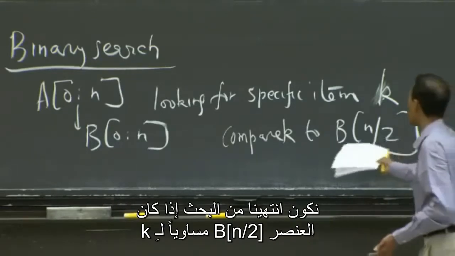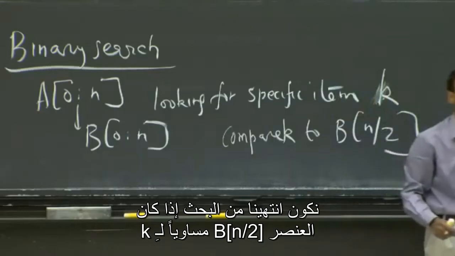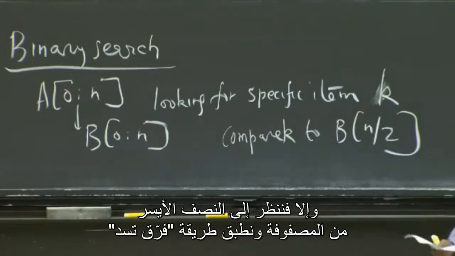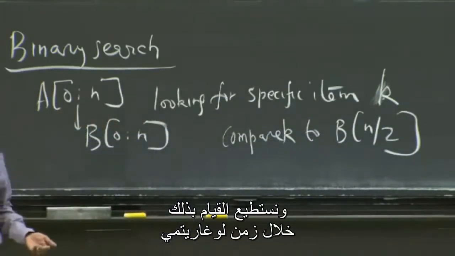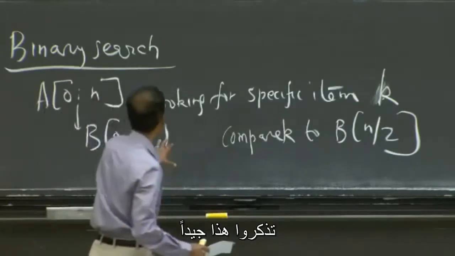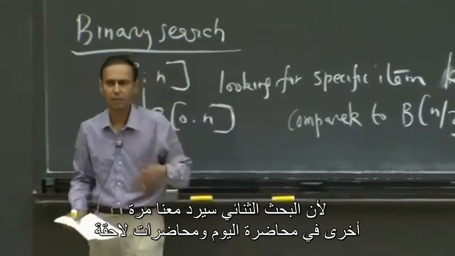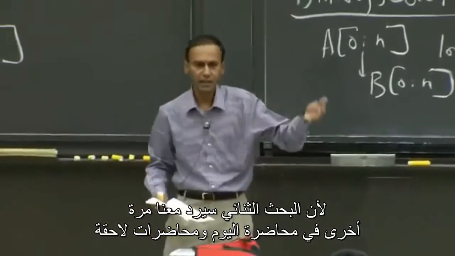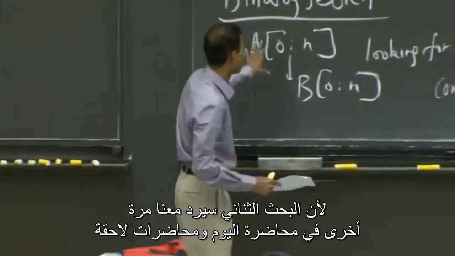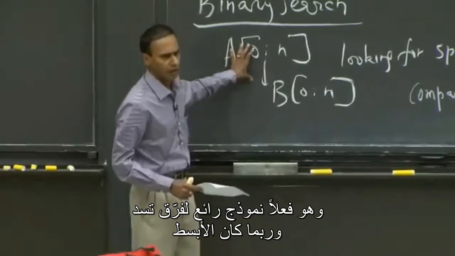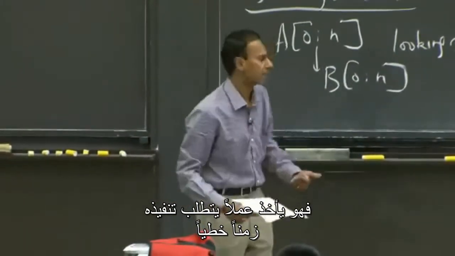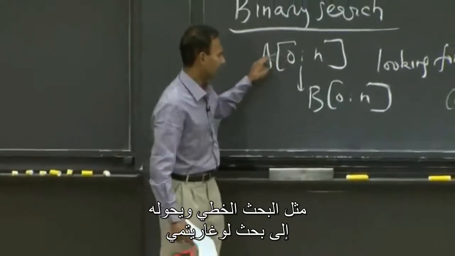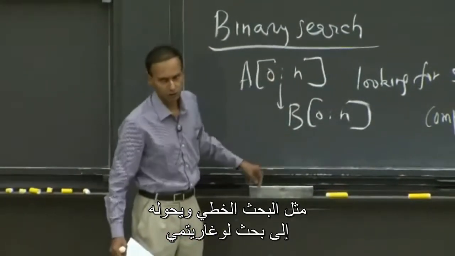If B of n over 2 is not exactly K, then, well, if it's exactly K, you're done. Otherwise, you look at the left half, you do your divide and conquer paradigm, and you can do this in logarithmic time. So keep this in mind, because binary search is going to come up in today's lecture and again in other lectures. It's really a great paradigm of divide and conquer, probably the simplest, and it essentially takes something that's linear, a linear search, and turns it into logarithmic search.